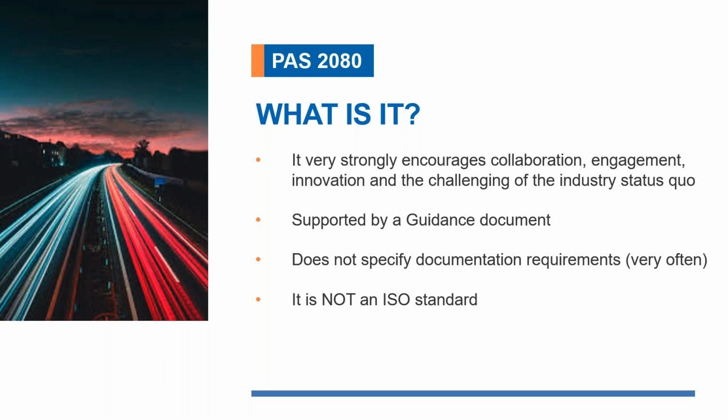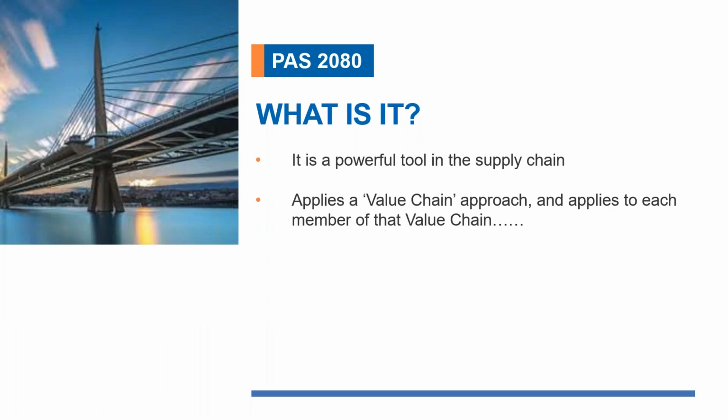There are some early discussions around the International Standards Organization creating ISO standards similar to PAS 2080, which we've seen for some other publicly available specifications. But for the minute, PAS 2080 is the one that we're working with. So it is, as I mentioned, a very powerful tool in the supply chain, very powerful in achieving what it sets out to achieve. It's very effective, and it applies this value chain approach to each member of the value chain.